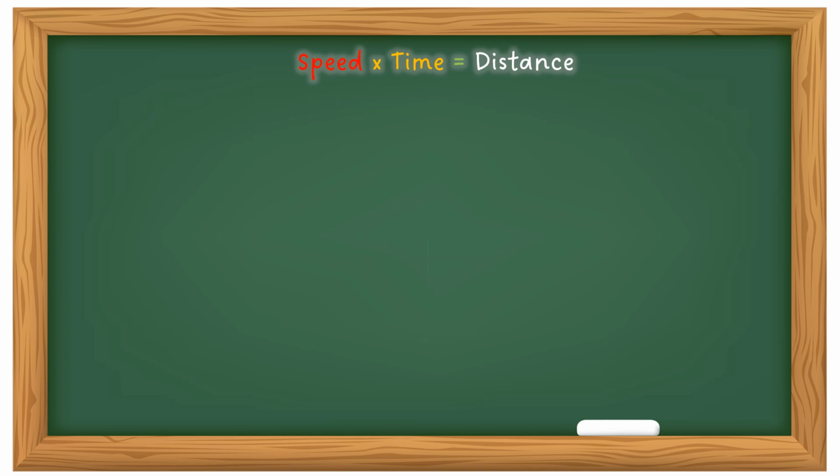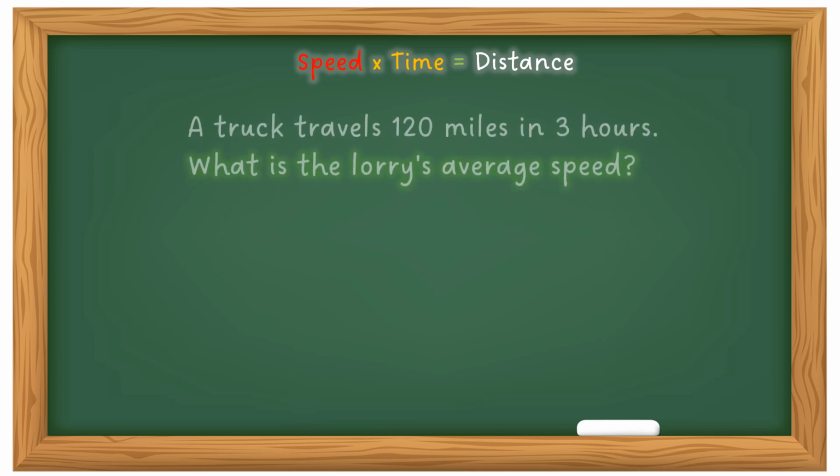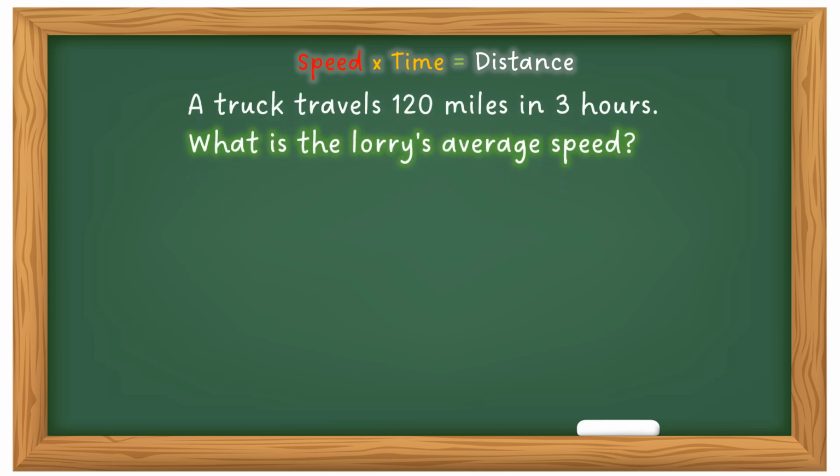Now that is the way to calculate distance. But what if you have to calculate speed or time? Well, this is where this formula is absolutely fantastic. You just do the same as before. So let's look at a question. A truck travels 120 miles in 3 hours. What is the lorry's average speed?